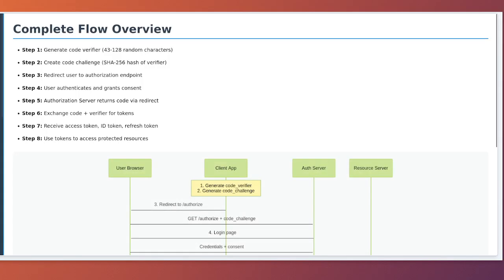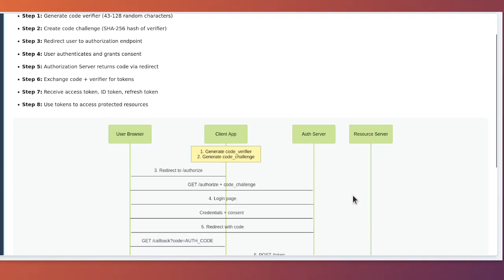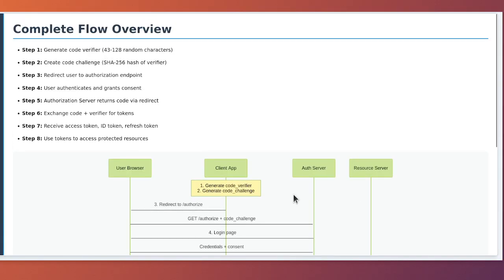Complete Flow Overview. The OAuth 2.0 Authorization Code Flow with PKCE involves a carefully orchestrated sequence of HTTP requests, redirects, and cryptographic operations between all four OAuth roles. Understanding the complete flow from start to finish is essential before we dive into the details of each step. The flow begins with the client application and ends with the client successfully obtaining access tokens that can be used to access protected resources on behalf of the user.